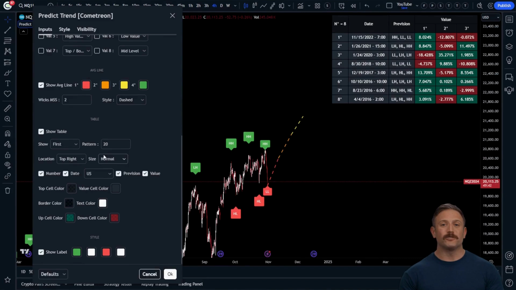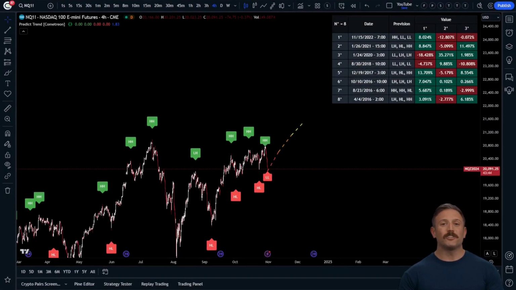The table is used to display the values of the patterns found. You can choose how many patterns to display and also the starting order. Choosing first will display the most recent patterns, conversely with last, the oldest ones. Choose the table style to best fit your chart style. You can also change the elements displayed on the table, such as the date or the values of subsequent swings.